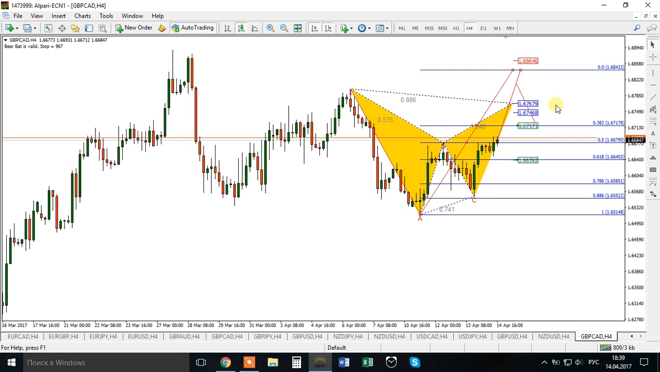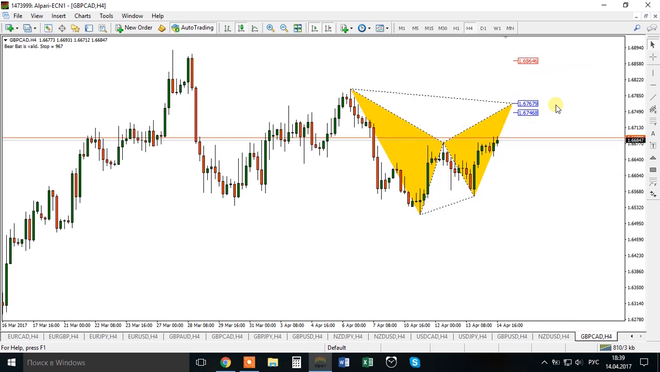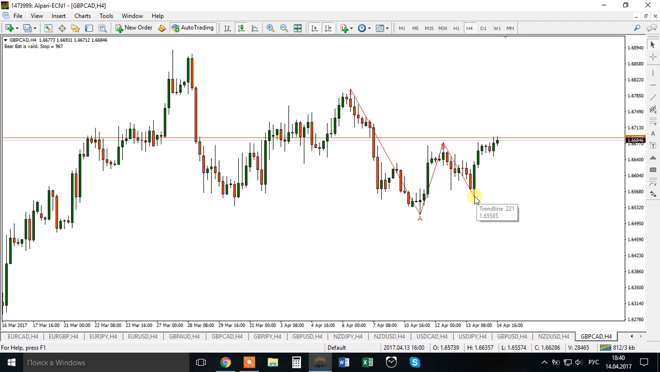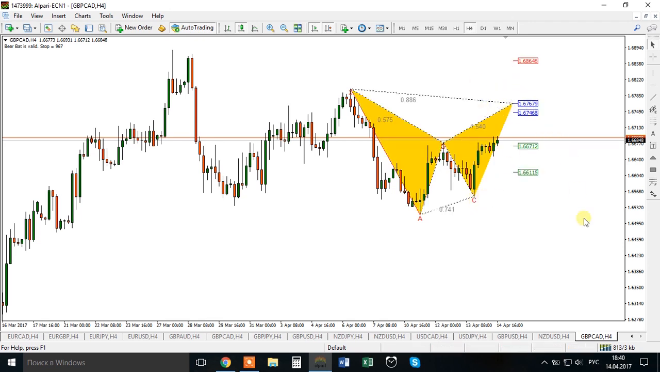Understood? Hope you did. Let me redraw the pattern so you have the initial targets, entry and the stop loss. Well, that's it about this bat advanced formation.